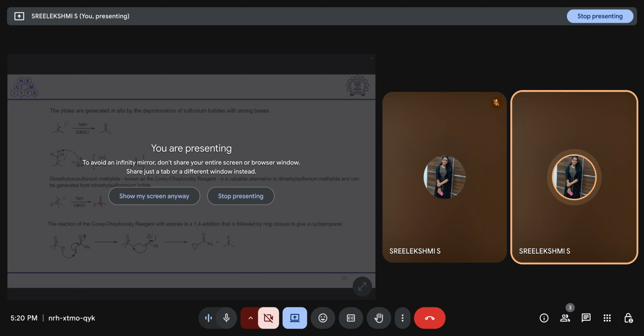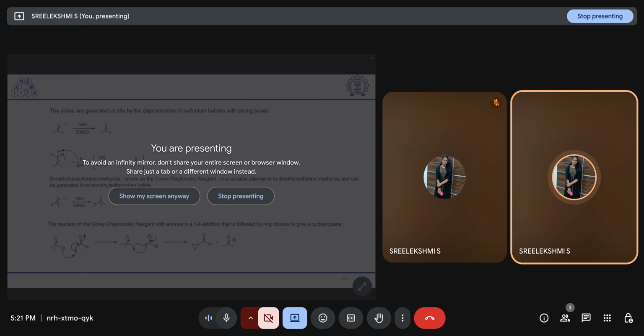Then what is happening? That negative charge formed by the proton abstraction from one of the methyl groups will attack at the 1,4 position of this alpha beta unsaturated compound, and this will go here and this will come here. Then when the O minus comes back, this double bond will go and attack this carbon, forming this intermediate, and this DMSO will be eliminated. So this is the mechanism of the Corey-Chaykovsky reagent.